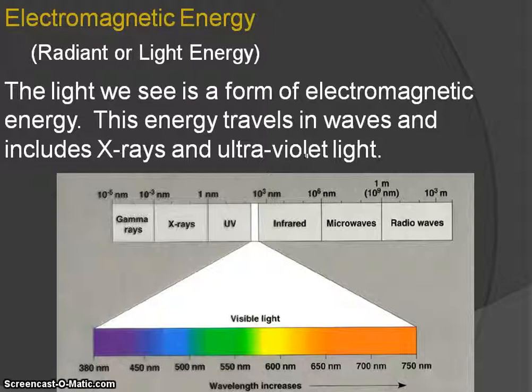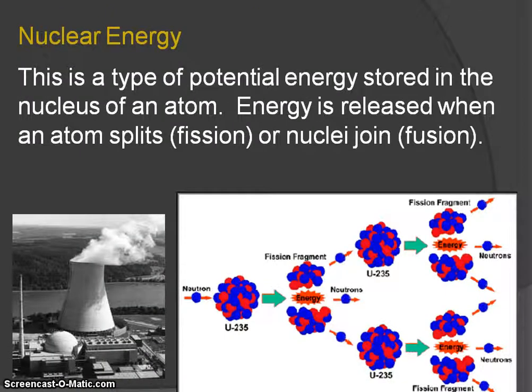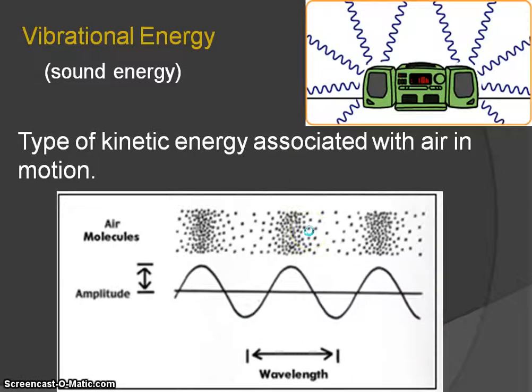Electromagnetic energy. This is also called radiant or light energy. And this involves the entire electromagnetic spectrum, and we'll be learning about that later, but all light has this electromagnetic energy. Nuclear energy involves either fission or fusion. Fission is the splitting of atoms, fusion is the joining of atoms. This occurs in nuclear power plants and atomic bombs. Vibrational or sound energy. This is a type of kinetic energy, and it's associated with motion in air.